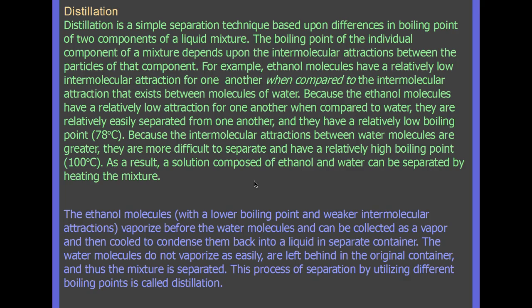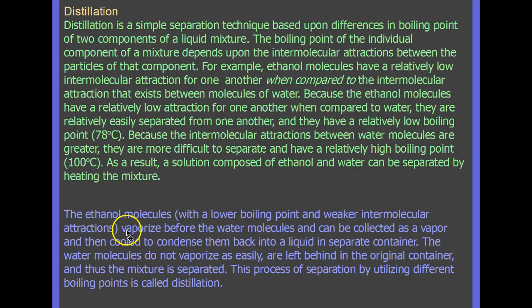Because the ethanol molecules have a relatively low attraction for one another when compared to the water, they are relatively easily separated from one another, and they have a relatively low boiling point, 78 degrees Celsius. Because the intermolecular attractions between water molecules are greater, they are more difficult to separate and have a relatively high boiling point, 100 degrees Celsius. As a result, a solution composed of ethanol and water can be separated by heating the mixture.